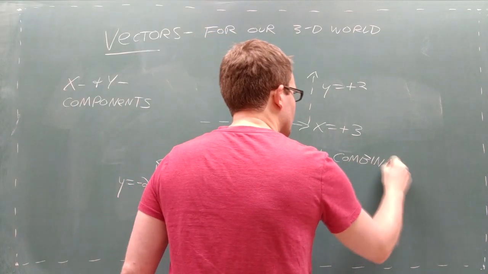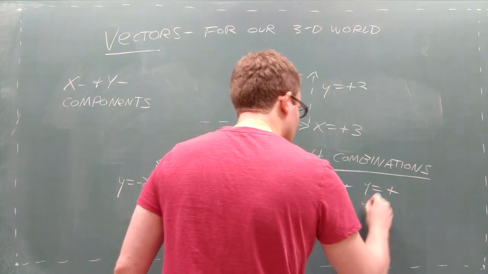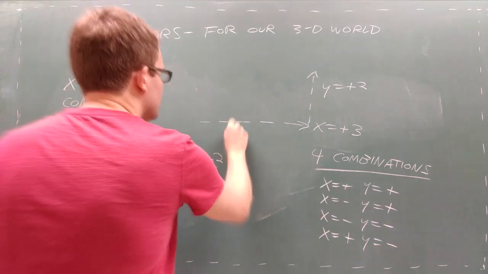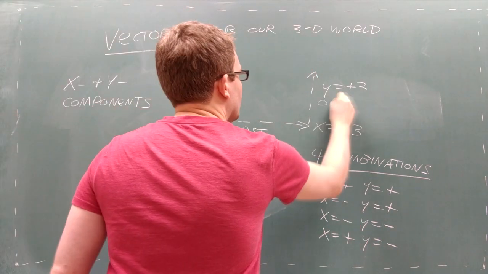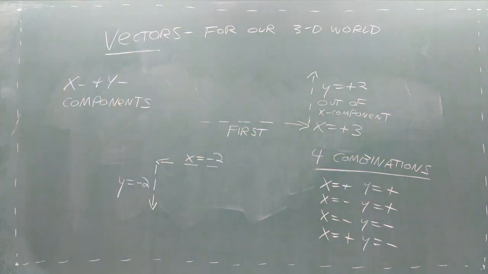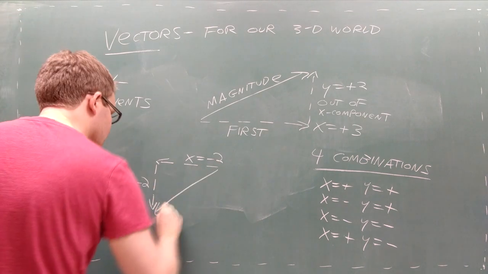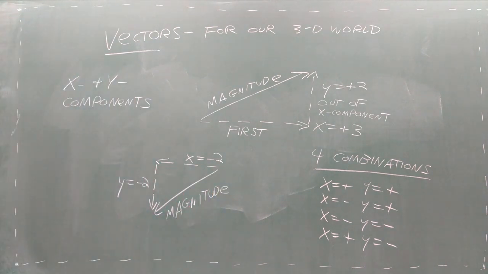That means there are four combinations of signs for your vector components. When you draw a vector based on its components, draw the x component first and then the y component coming off of the end of the x component. Doing so creates a right triangle, which we'll discuss more in another video.